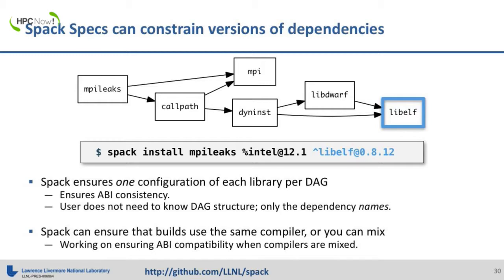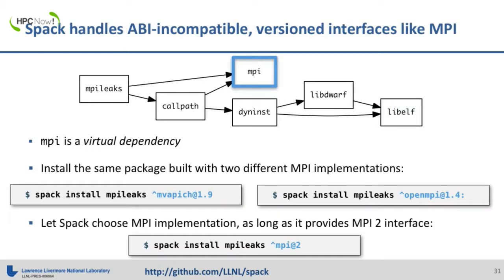The user is supposed to say what they want, and Spack just fills in the blanks. We support ABI incompatible interfaces like MPI. There's actually quite a few of these in Spack. We're calling these virtual dependencies. It's not a 100% new concept. Systems like RPM and Debian support virtual dependencies.